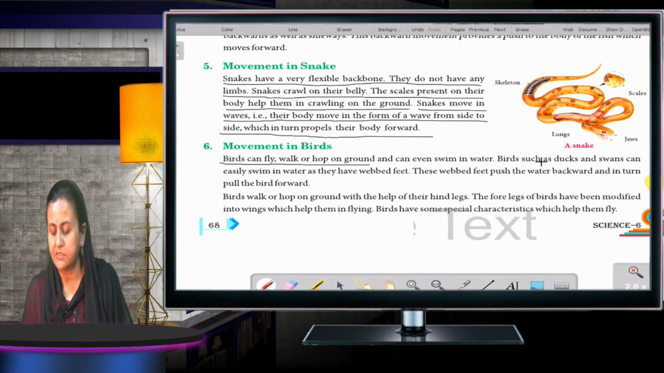Some birds, such as ducks and swans, can easily swim in water as they have web feet. These web feet push the water backward and in turn pull the bird forward.